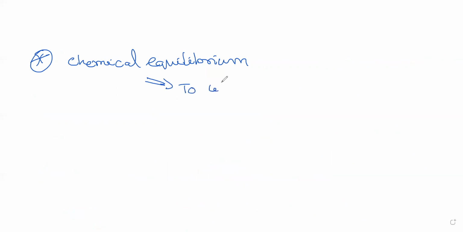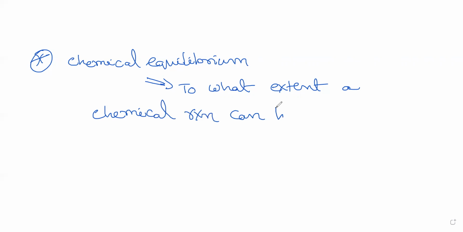Next, what is the role of chemical equilibrium? The role of chemical equilibrium is that we can study to what extent a chemical reaction can happen. That can be studied using the concept of chemical equilibrium.